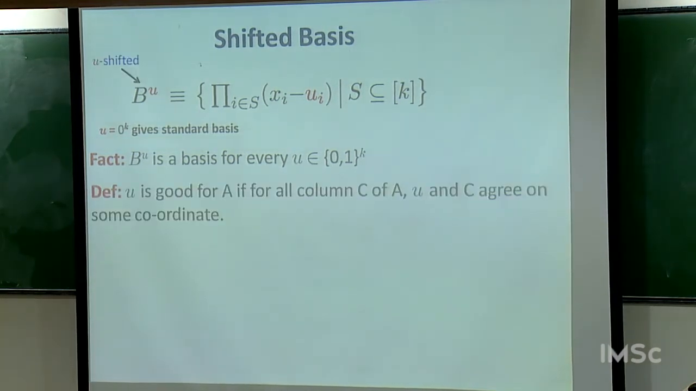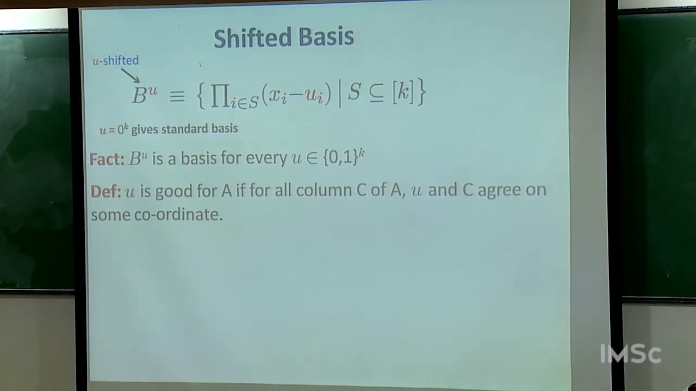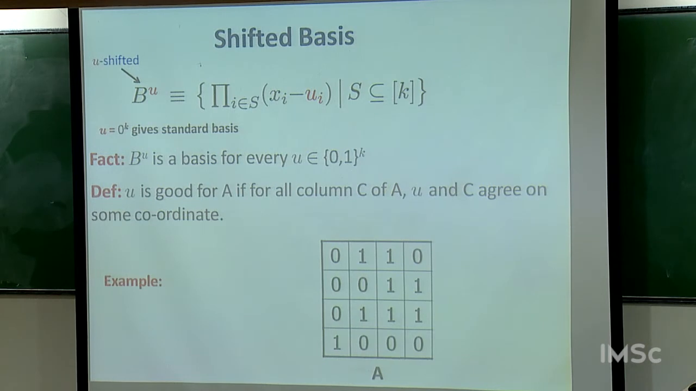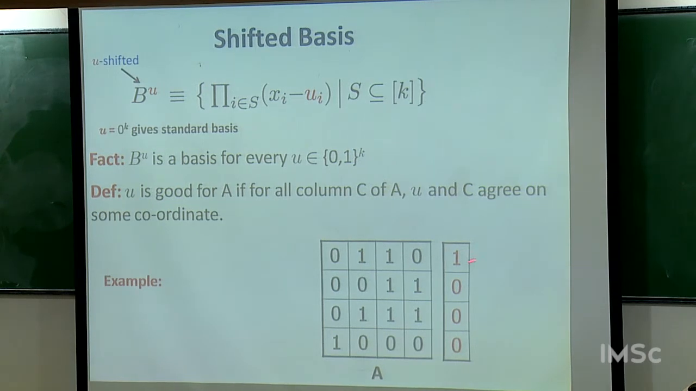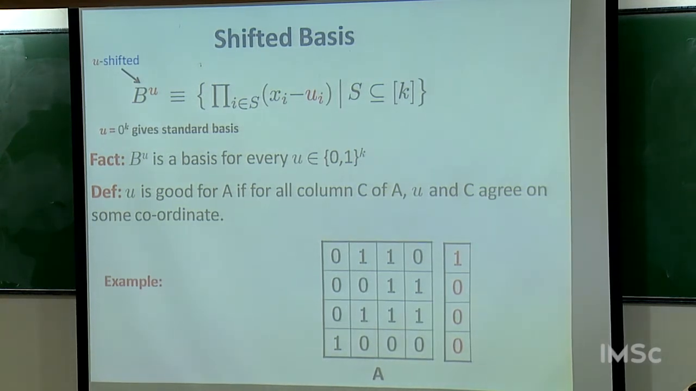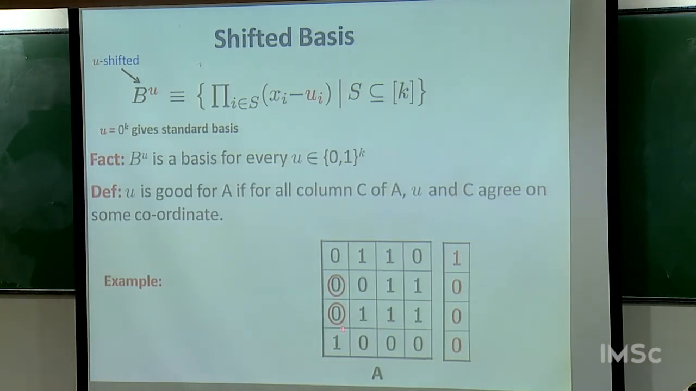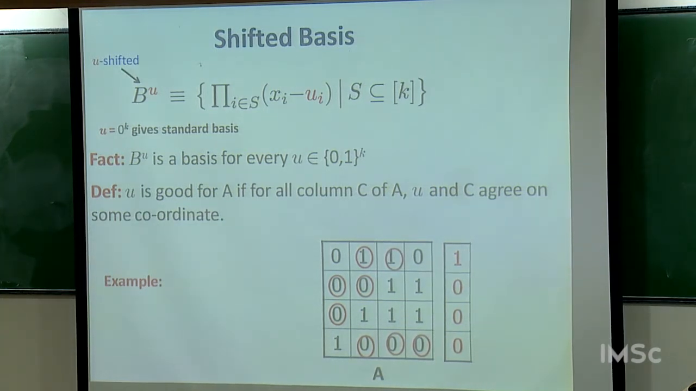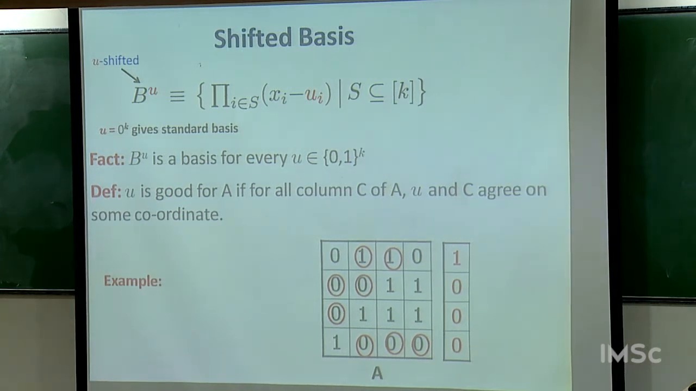What we will say is that u is a good shift for us if for all columns c of A, u and c agree on some coordinate. Let me explain what I mean. Here's a matrix A, and let's say this is u, one example. I claim that this is good. Why? Because on the first column, this vector u agrees on these two coordinates. It just needs to agree on one coordinate, whereas here it agrees on two. Similarly, for the second column it agrees on many coordinates. In every column it agrees on some coordinate, which by our definition means that u is good.